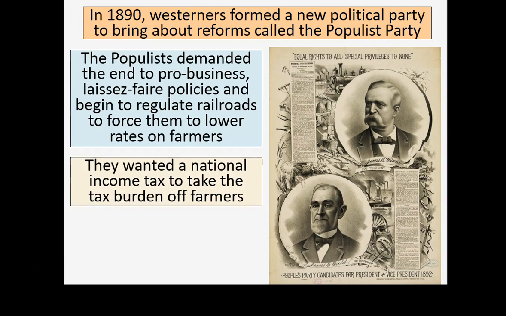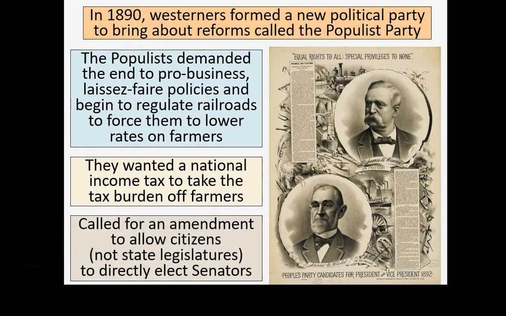The populists want regulation, and they want reform. And they want that reform by creating a national income tax to take the tax burden off of farmers and help their financial situation. They also call for an amendment that's going to allow citizens, as opposed to legislators, to directly elect senators. This is going to hold those senators more accountable to the people that they're representing, also known as their constituents.